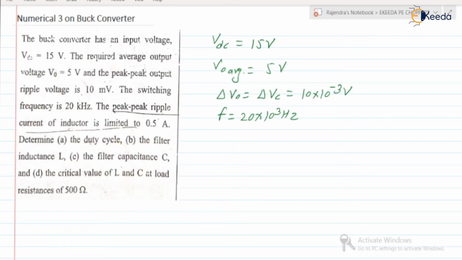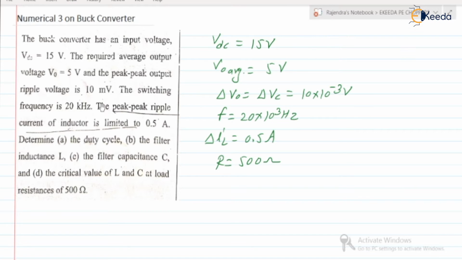Next, the peak to peak ripple current of the inductor, that is delta IL, is equal to 0.5 ampere. Next, determine a) the duty cycle, b) the filter inductance, c) the filter capacitance, and the critical value of L and C at a load resistance of 500 ohm. R is equal to 500 ohm. It is given. So now we need to find the duty cycle, right?